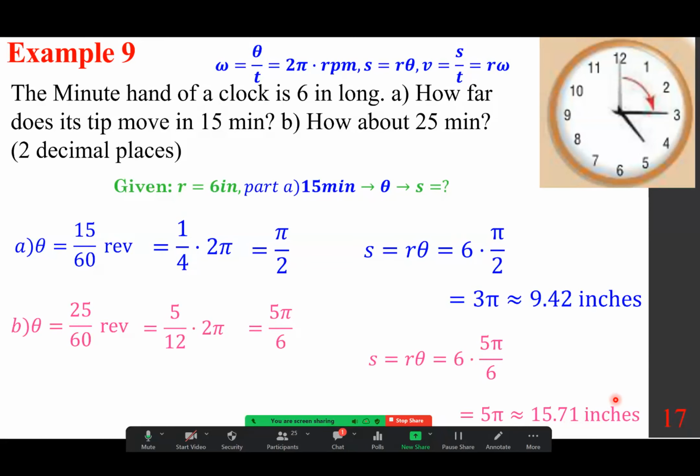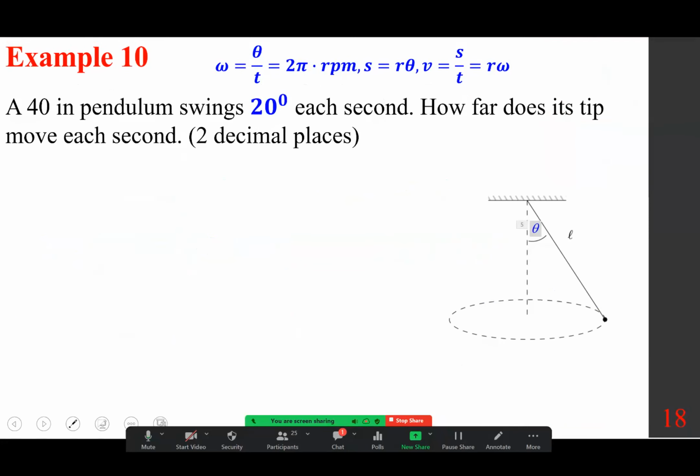All right, class, we're going to move on. A 40-inch pendulum swings 20 degrees each second. How far does its tip move each second? And again, we want to go with 2 decimals. We want to write the given. So it's 40 inches long, so that would be the radius, and theta is 20 degrees. We want to see how far it moves, so we are looking for S, the arc length.